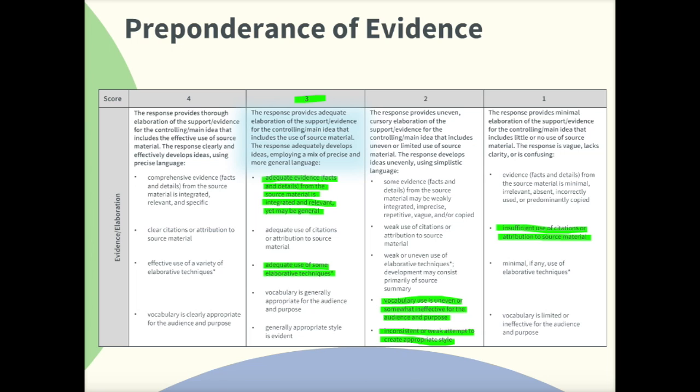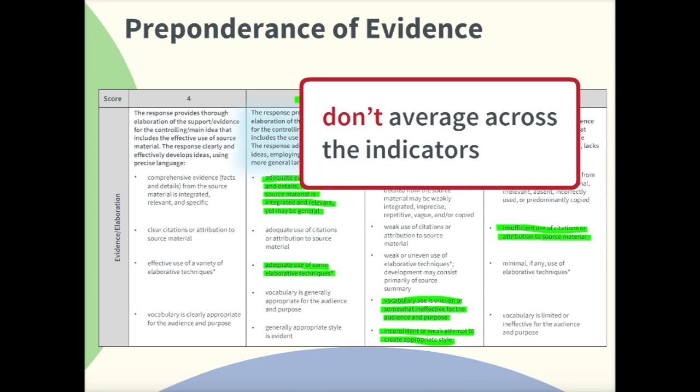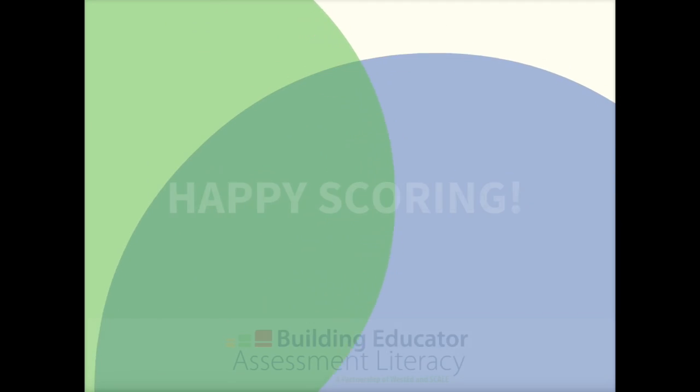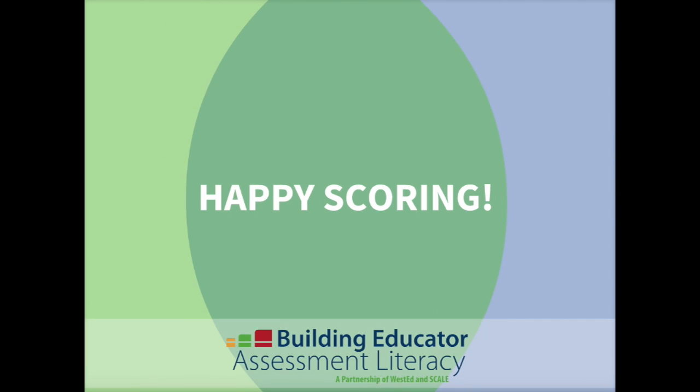Despite weaknesses in vocabulary and style and lack of citations, the use of evidence and source materials, as well as elaborative techniques, outweigh those weaknesses to arrive at an overall score of 3. We don't average across the indicators to arrive at a score of 2. Instead, we select the score that best represents the characteristics of writing that are assessed in this dimension. This concludes the video on gathering evidence and scoring using the Smarter Balanced Full Write rubrics.